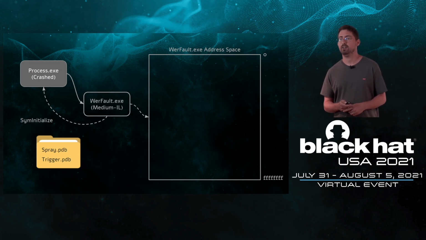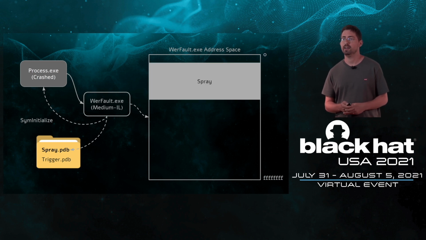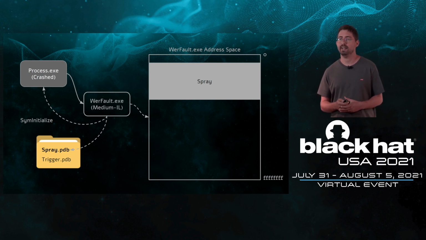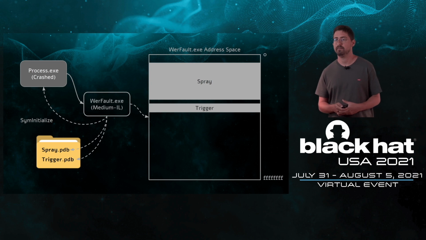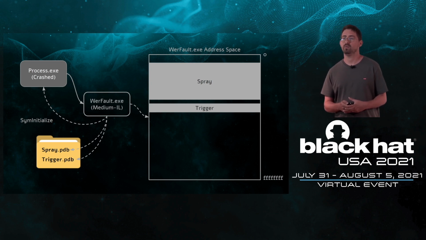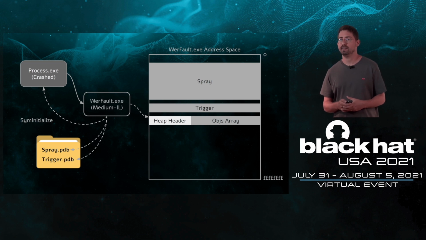So the spray.pdb file would first be read and mapped into memory, which would allocate a very large portion of the user mode address space of WerFault with content that, as an attacker, I fully control. Then the trigger.pdb file is going to be mapped into memory, and that would trigger the PDB parsing vulnerability in the context of WerFault, treating the heap header as an object pointer.